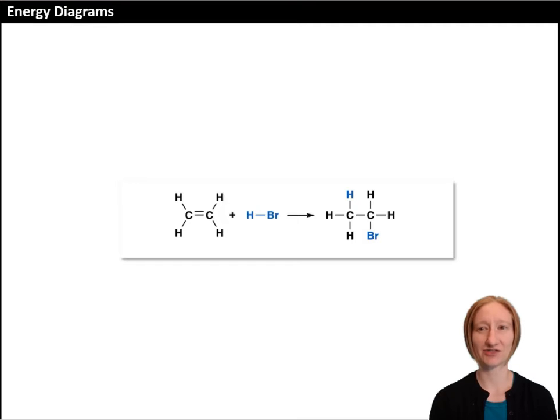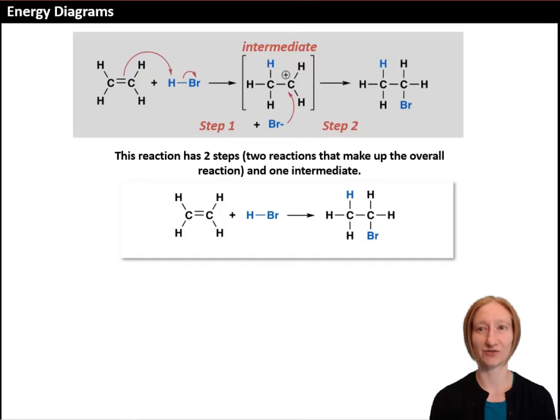We'll use the reaction of ethylene with HBr as our example. This is an addition reaction. Two reactants come together to form one product. And in this reaction, there are two steps. In the first step, the pi bond acts as a nucleophile that attacks the proton of HBr, and then the HBr bond breaks. This doesn't immediately form the reaction products.